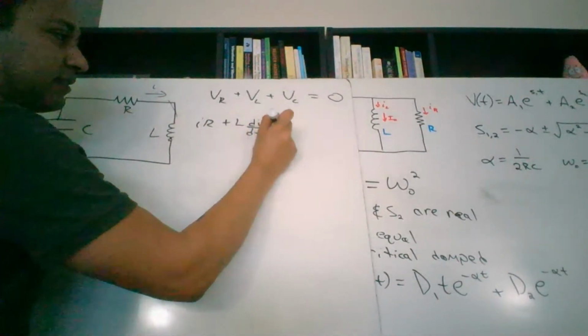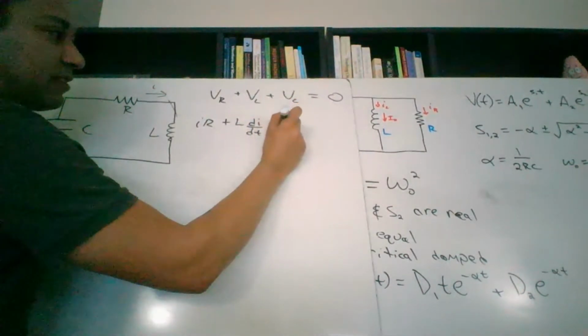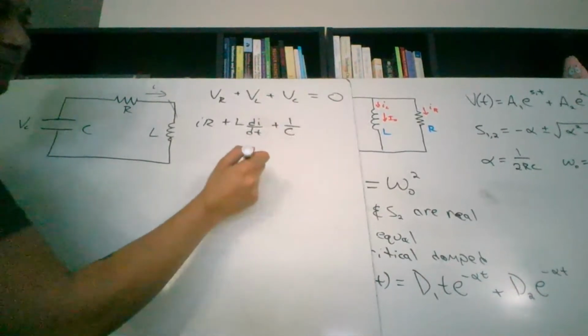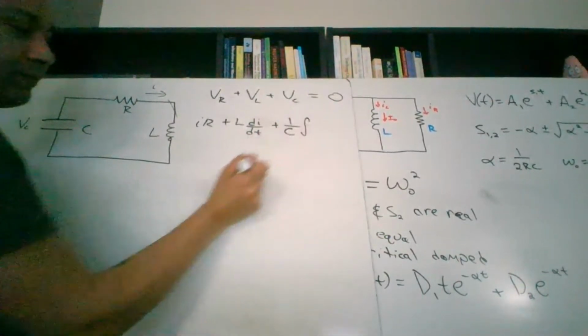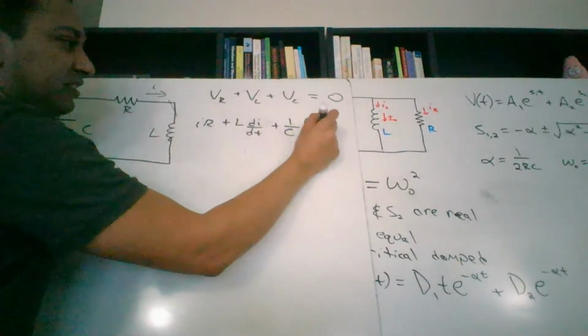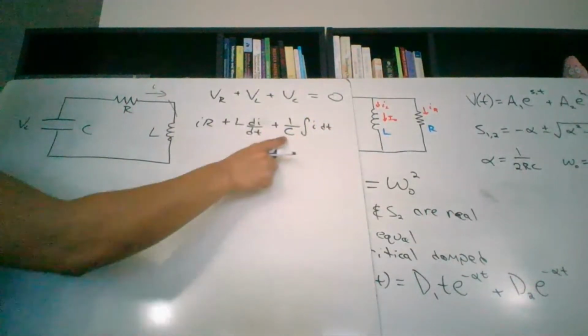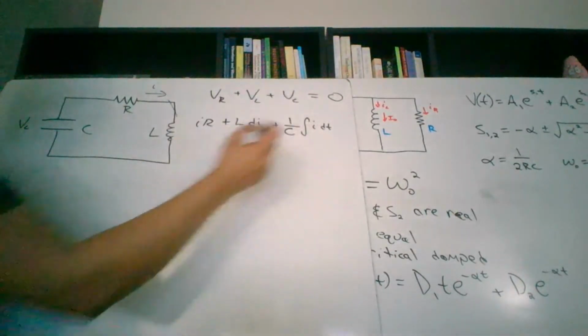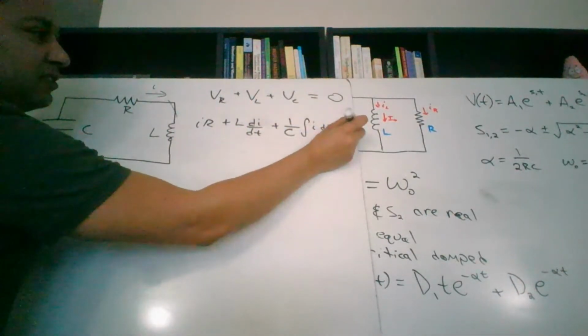We could write it like this. The voltage of a capacitor I could write like this: 1 over C, the integral of I times dt. That is the voltage of the capacitor. And that's equal to 0.